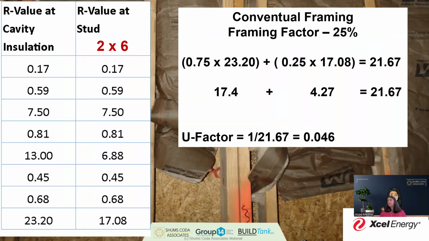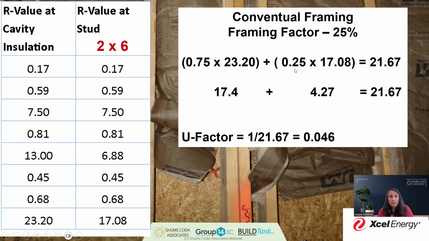So now this is the compliance path that math, if you love math, this is the compliance path for you. That's all I got to say. So now what we're going to do is we're going to take our value right here, and this is our R value at the cavity, the insulation part. And so we know that our framing factor is 25. So that means we have 75% of the wall is going to be a cavity space. So we're going to take 75% and multiply it by the 23.2. That gives us ultimately 17.4 when you do this equation.